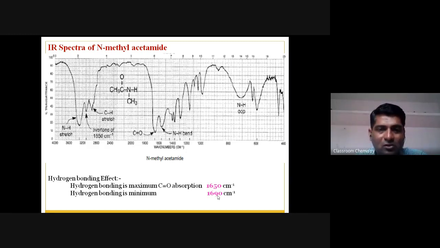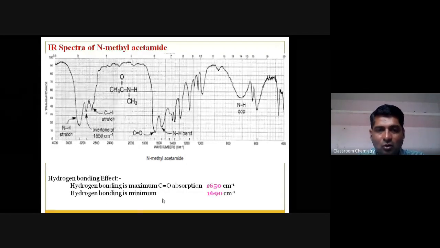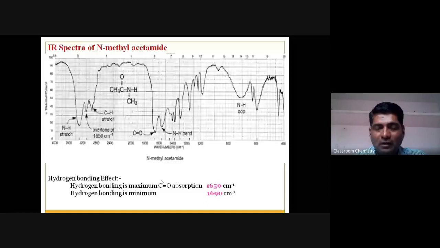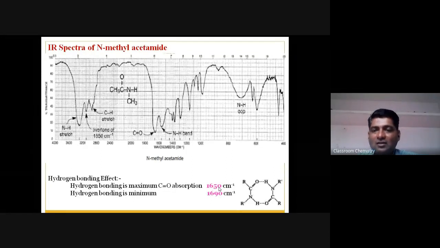So what is our conclusion from this point? If there is hydrogen bonding, the stretching frequency of the C double bond O decreases. If there is no hydrogen bonding, its value is higher. You can clearly see for no hydrogen bonding, the value is 1690. If there is hydrogen bonding, the value is 1650. It means it decreases if there is hydrogen bonding. This is the type of hydrogen bonding: the carbonyl oxygen of the carbonyl compound is attached to the hydrogen of the amine group. This is called hydrogen bonding, and because of this bonding, this value decreases.